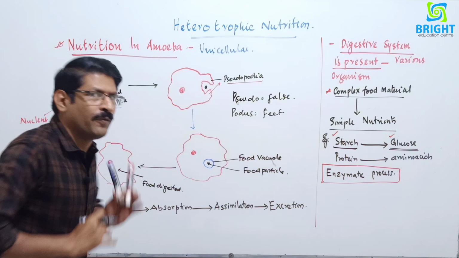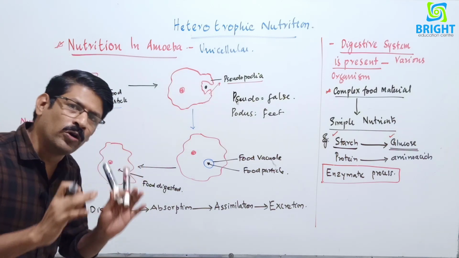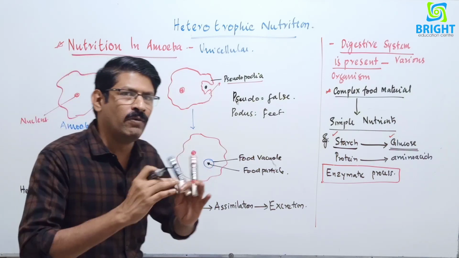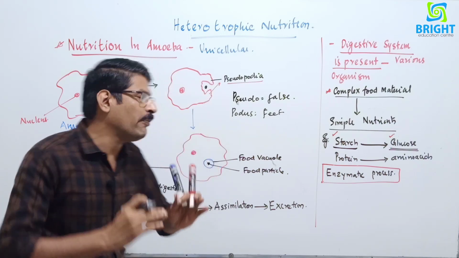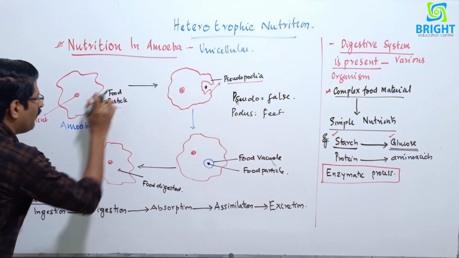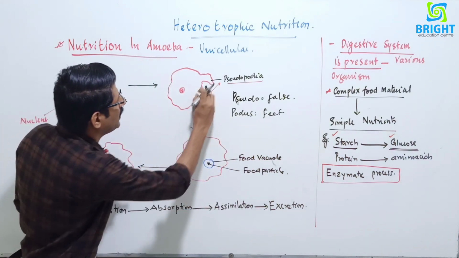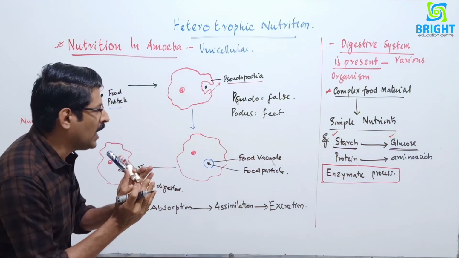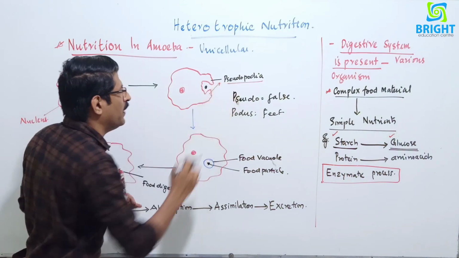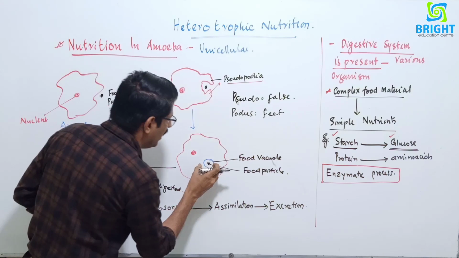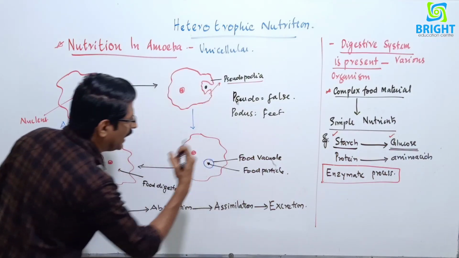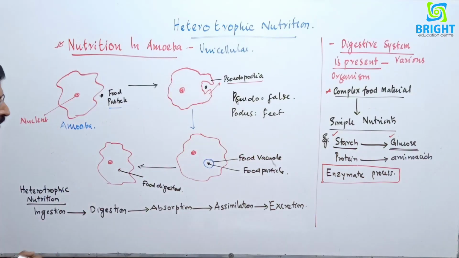That is false foot. The amoeba has no definite shape because the pseudopodia will be produced, and always the shape will be changed. So this is the food material, and the food material is gradually engulfed by the formation of pseudopodia, and the food is taken into the cytoplasm of the cell.